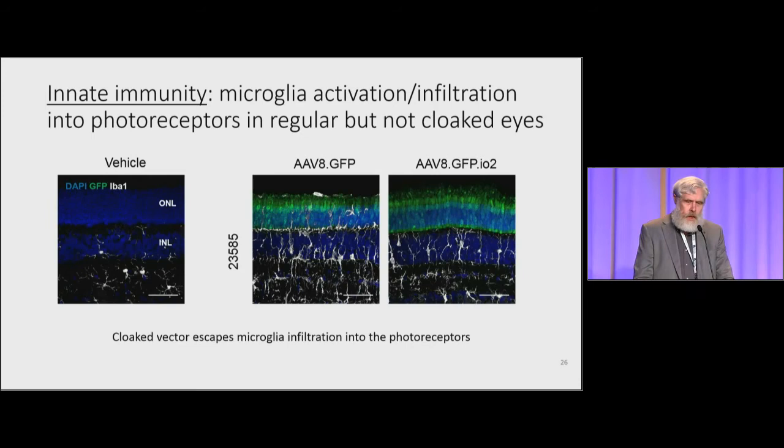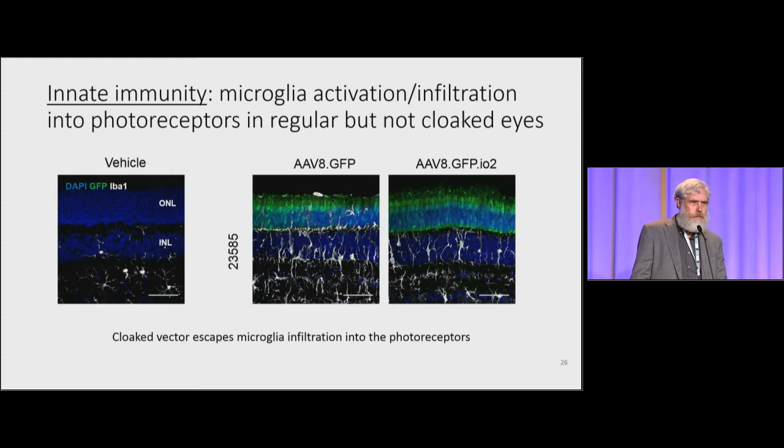So I'm going to show two slides here. One is on innate immunity, and then the other is on more complete cellular and humoral immunity. This is innate immunity showing that we have the microglia activation, which the retina shares with the other parts of the brain. And we're getting activation and infiltration. Again, the GFP is the payload here. GFP plus a couple dozen nucleotides of IO2 causes a noticeable decrease in the infiltration of this retina here.